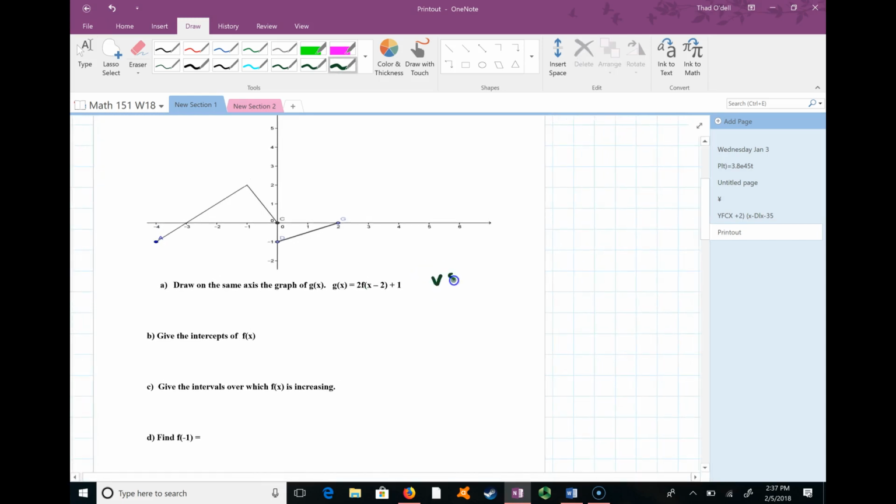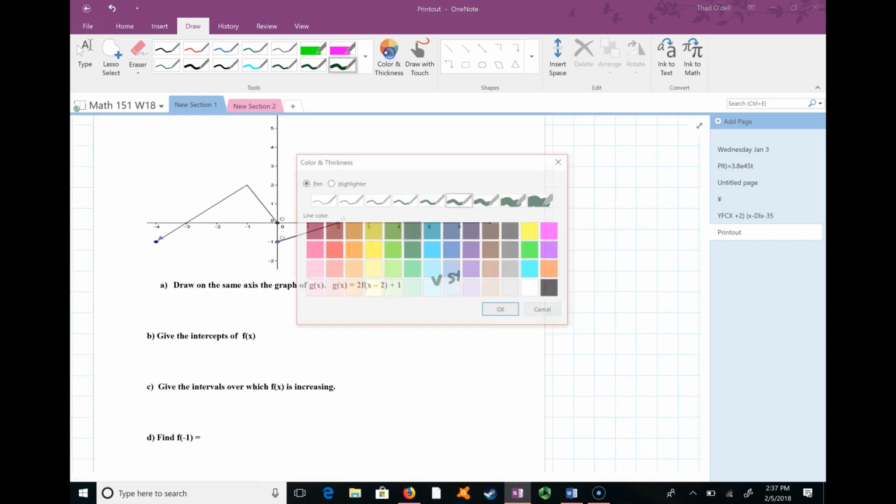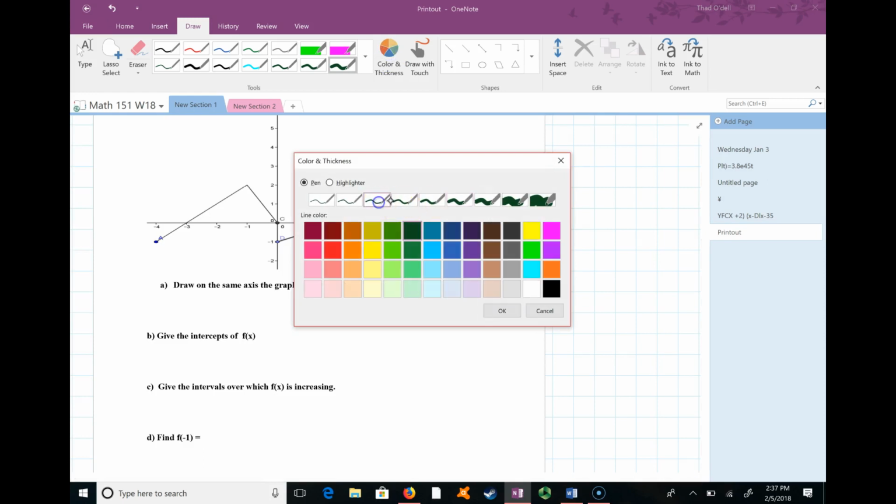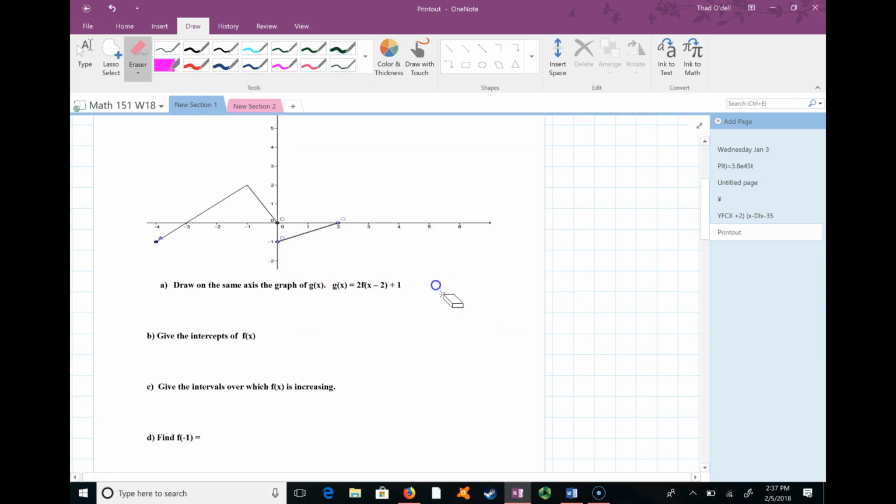So there is a vertical stretch. Oh, I'm going to need to make that smaller. There is a vertical stretch by 2 because of that. There is a shift right 2 and up 1. That gives me the shift right, and that gives me the shift up. So what I'm going to do is take each point and apply those things to it.